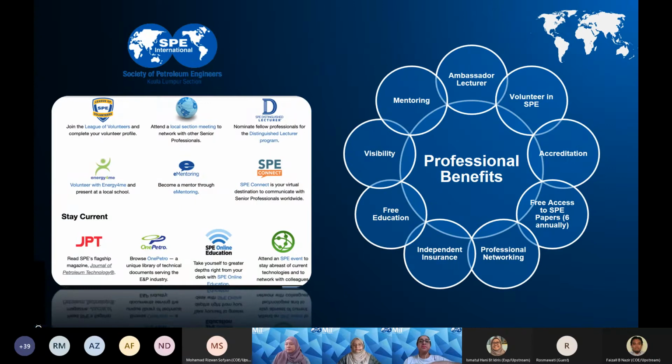So this is entirely just to entice you to join SPE. In joining SPE, you get not only benefits like all these talks, but you also get professional benefits. You can be an ambassador lecturer. You can volunteer in SPE. You can participate in accreditation. You get free access to SPE papers, which is like 6 annually. You can network professionally. It's also a form of independent insurance. Free education, like something like this. Visibility and also mentoring.